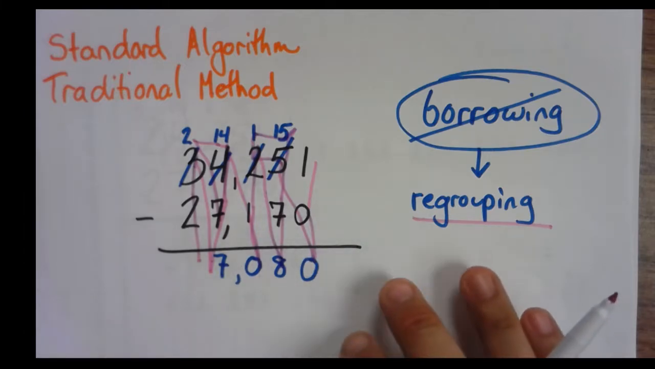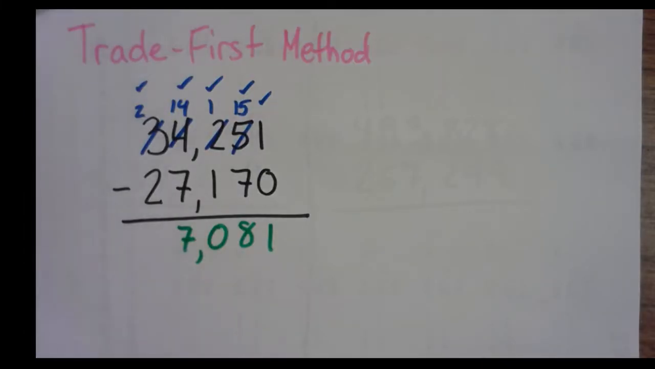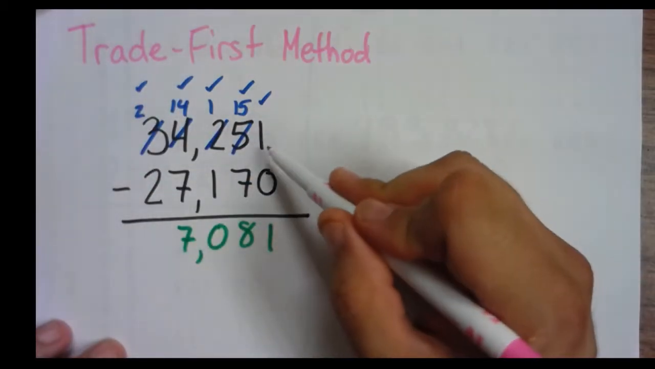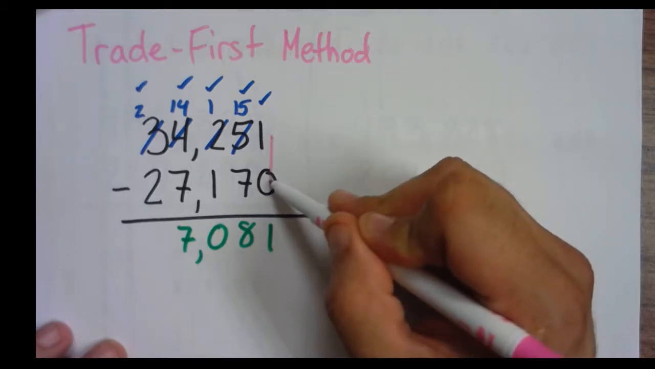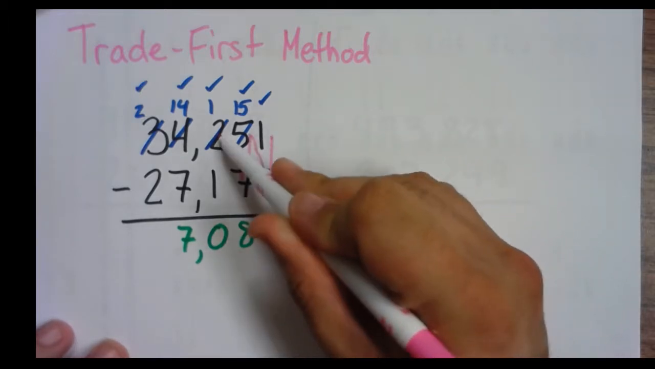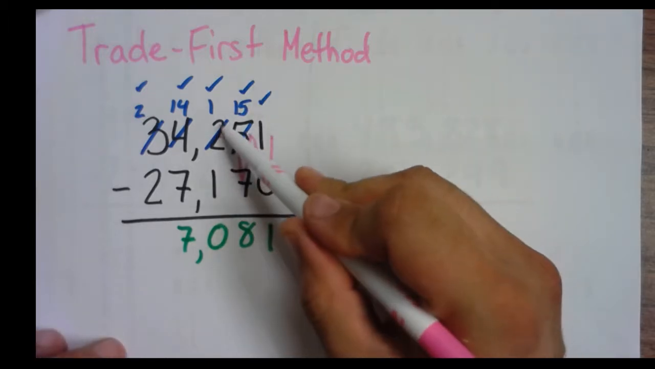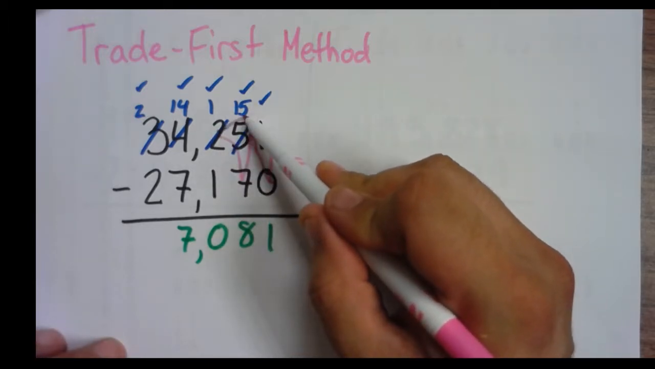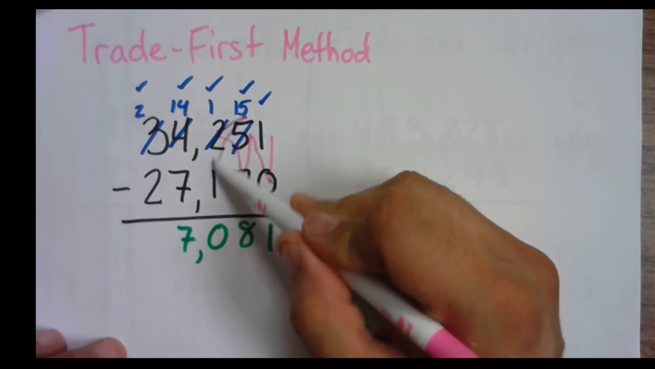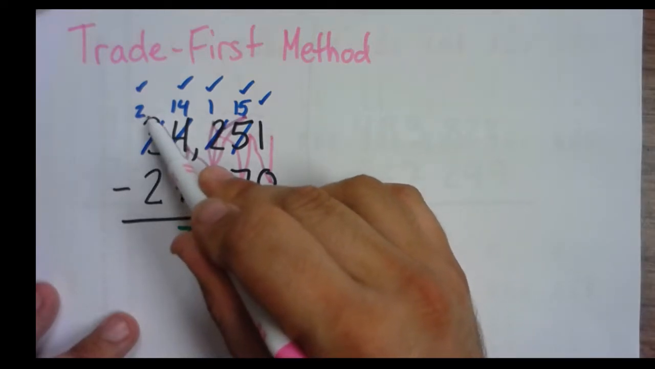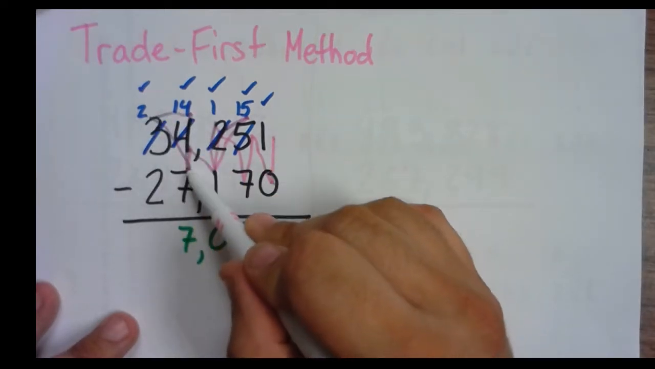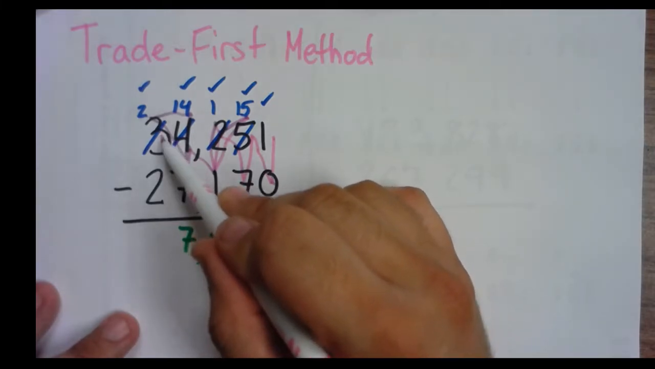And for a lot of kids, that's totally fine. But in the trade first method, you do all your trading, all of your regrouping first, hence why it's trade first. So I do my 1 minus 0. I ask, can I do 1 minus 0? Yes, I can. And then I'm going to go on 5 minus 7. No, I can't do that. Okay. So the 2 becomes a 1. That makes 15. 15 minus 7. Yep, I could do that. Okay. And I have 1 minus 1 equals 0. 4 minus 7 I can't do, so that's going to become a 2. 14. 14 minus 7 I can do. 2 minus 2 I can do.